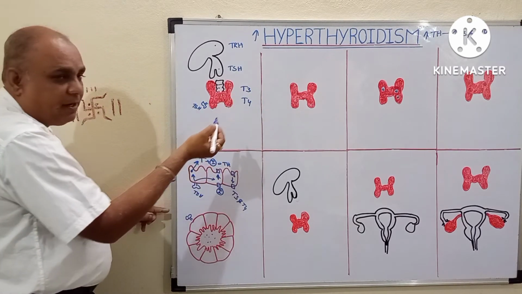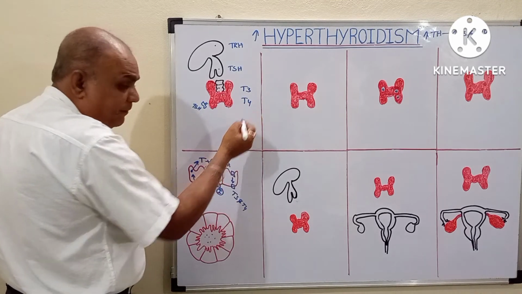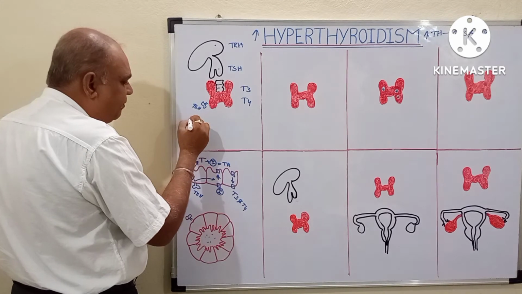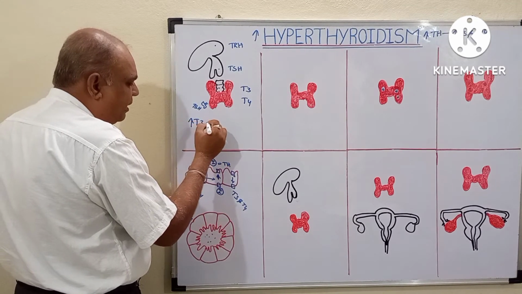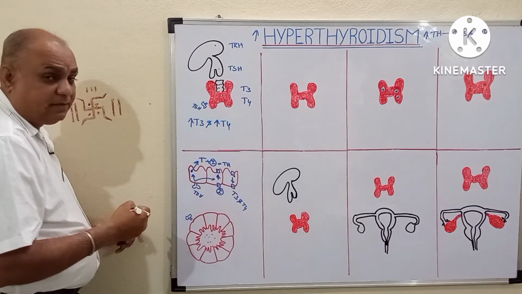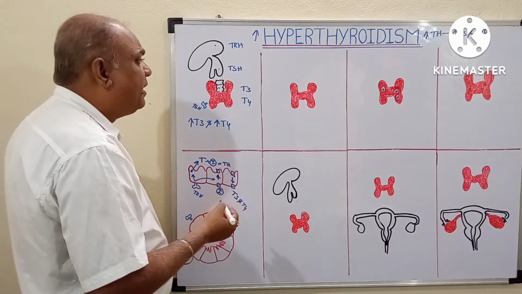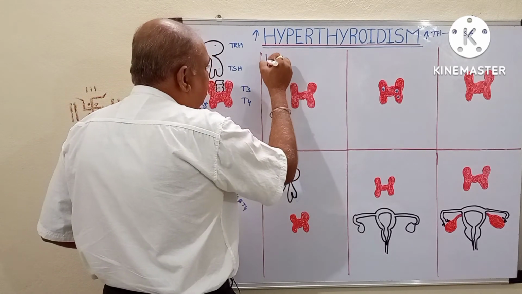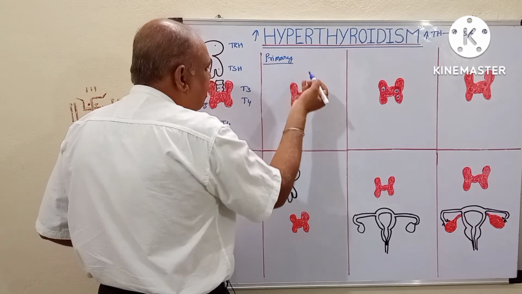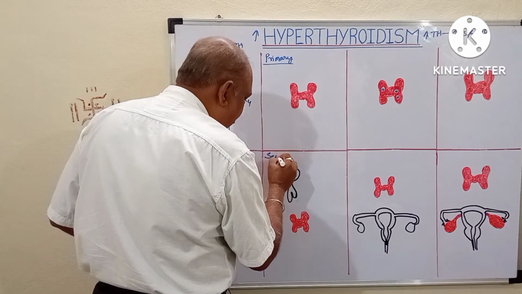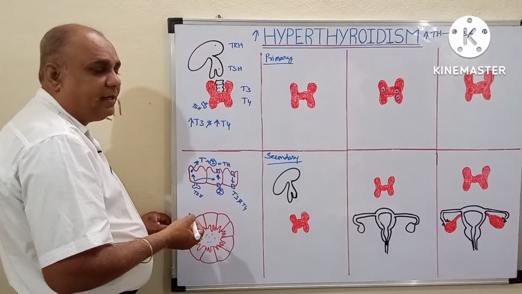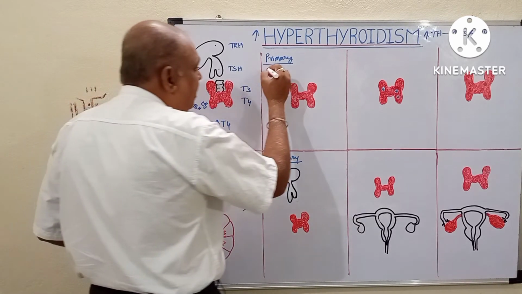T3 is triiodothyronine and T4 is tetraiodothyronine or thyroxine. In hyperthyroidism, we will see high T3 and T4 levels. Now, hyperthyroidism has two categories. One is primary hyperthyroidism and the other is secondary hyperthyroidism.